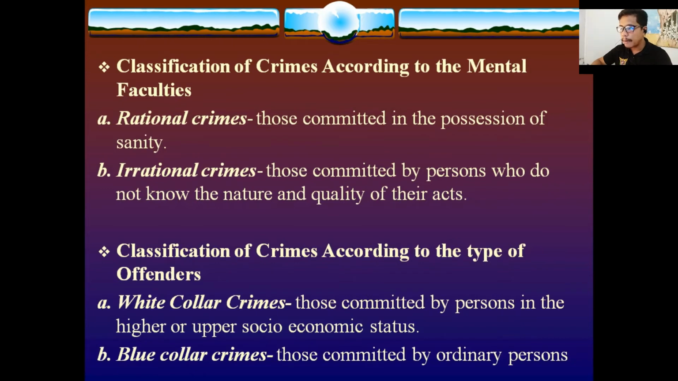Static crimes, yeah. Continuing crimes, those that can be committed in several places. Like, say for example, illicit drugs or illegal drugs. That is an example of a continuing crime.